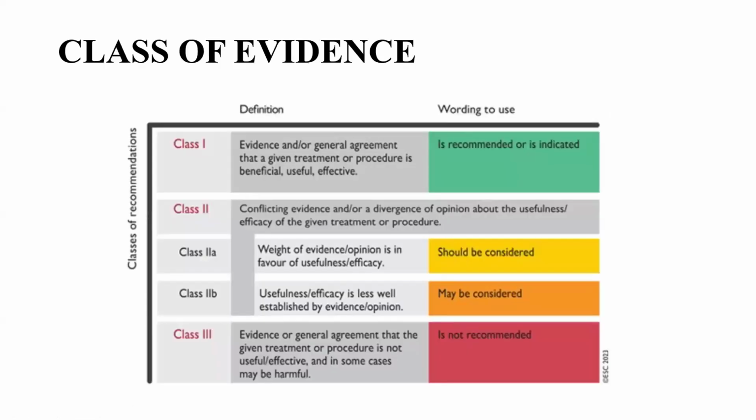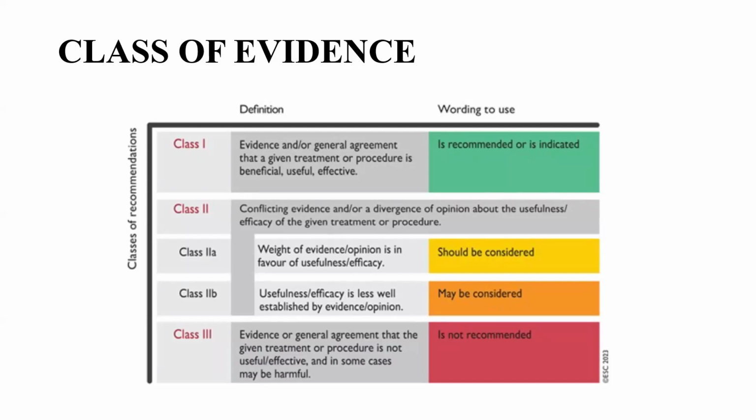So for the ESC presentation, we all know there's a class of evidence, and that will guide the discussion and the recommendation. Just as a reminder, class 1 is evidence and or general agreement that a given treatment or procedure is beneficial, useful, or effective. Class 2, there's conflicting evidence and or divergence of opinion about the usefulness or efficacy of the given treatment or procedure. For class 2, we have 2A and 2B.